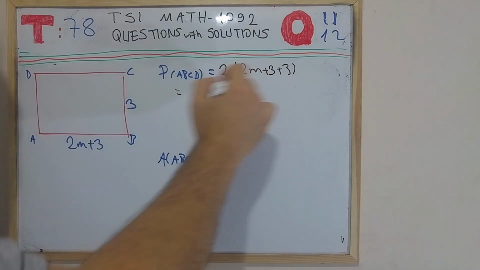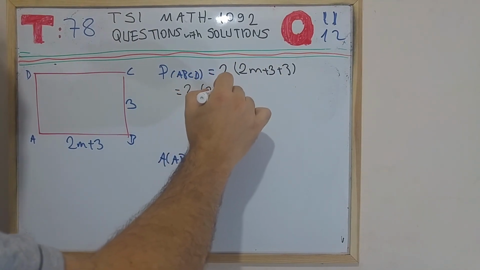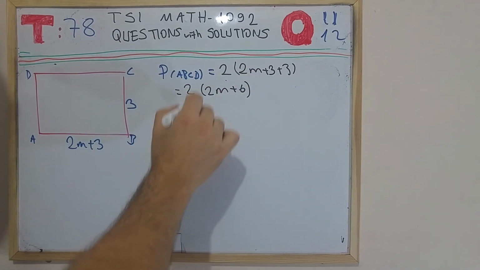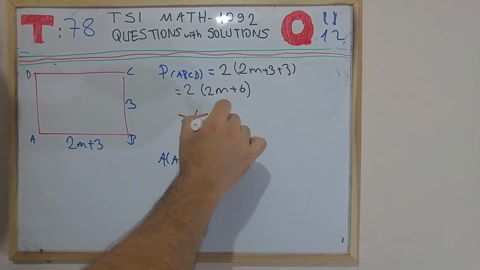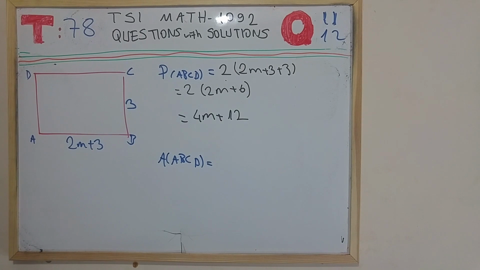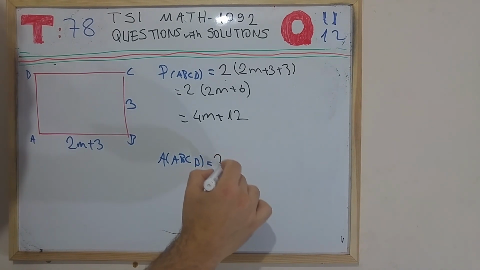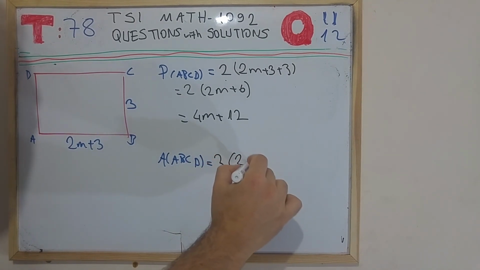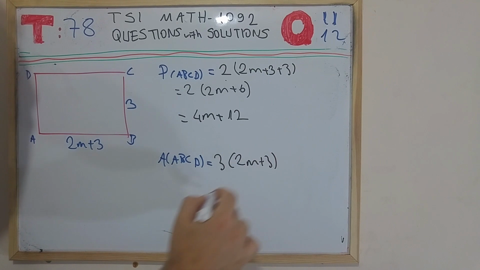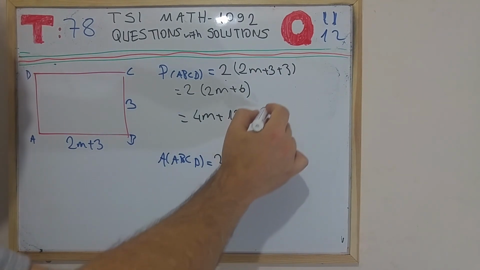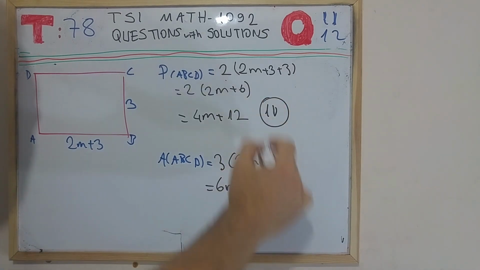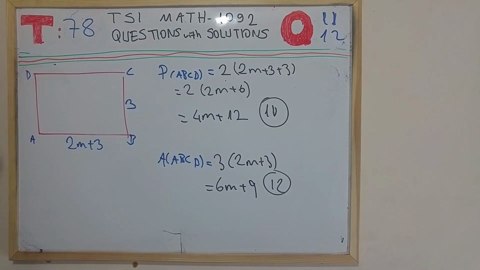This is going to be equal to 2 times 2m plus 6, and this is equal to 4m plus 12. How about the area? The area is the multiplication of two sides, which is equal to 3 times 2m plus 3, and this is equal to 6m plus 9. This is the answer to question number 11. This is the answer to question number 12.